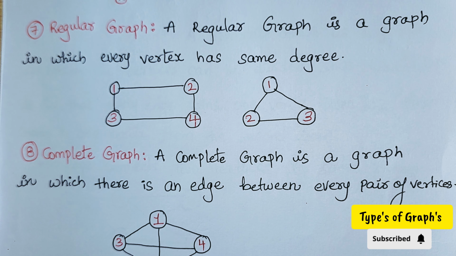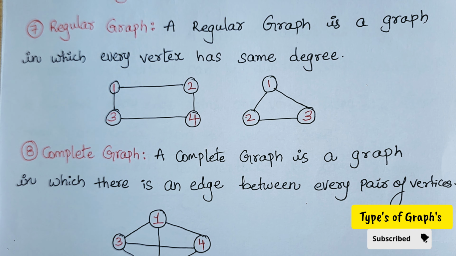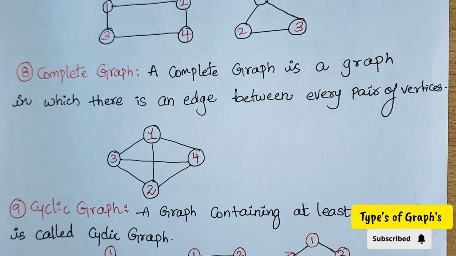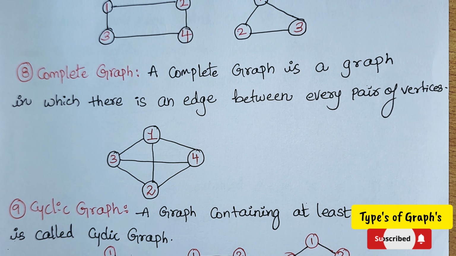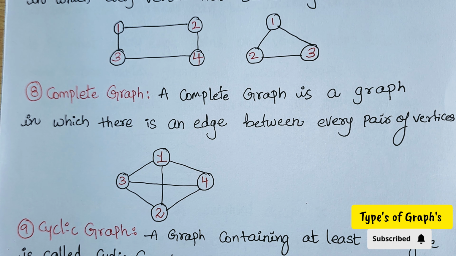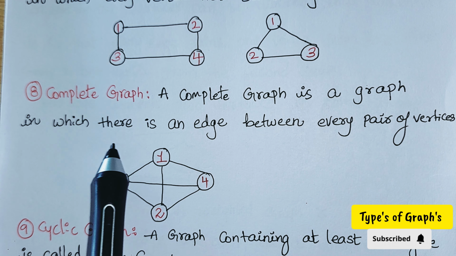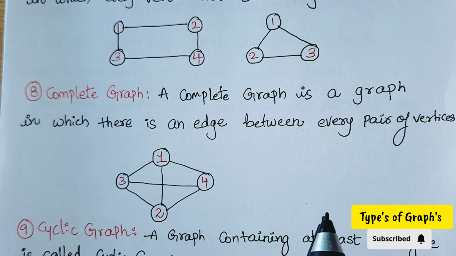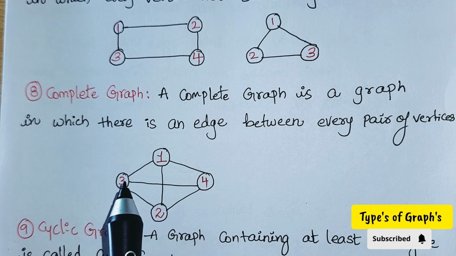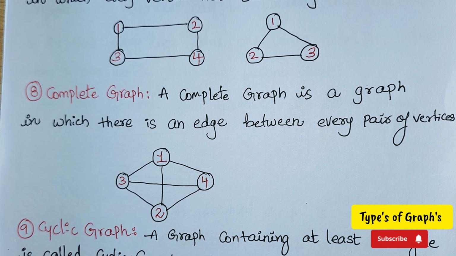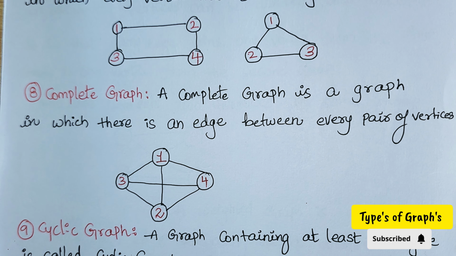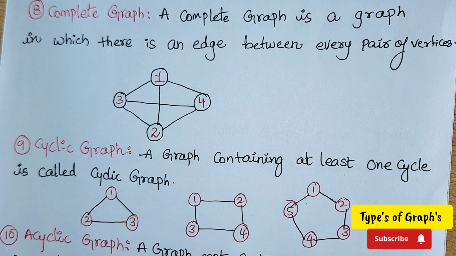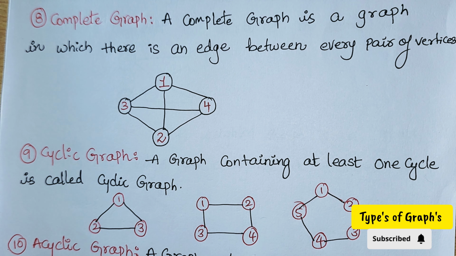Okay, friends. So next one, complete graph. So what is meant by complete graph? You can see now, the complete graph is a graph in which there is an edge between every pair of vertices. Okay, so we talked about the regular graph here. Now we discuss the complete graph. In the complete graph, what they are saying is every edge between any pair of vertices.